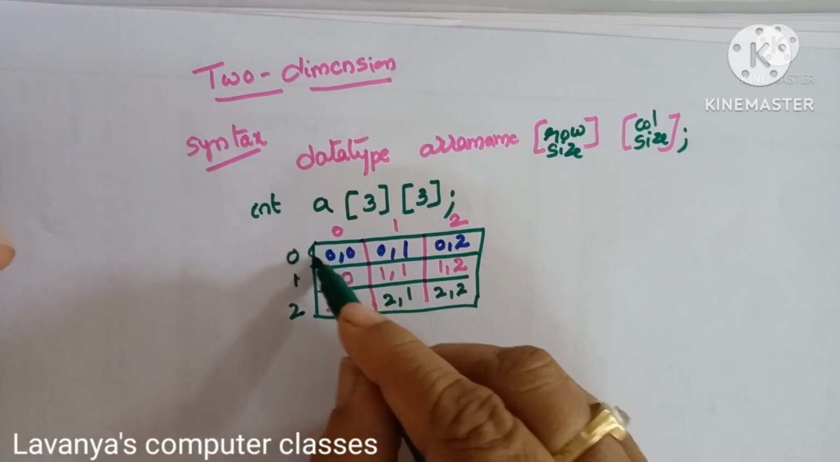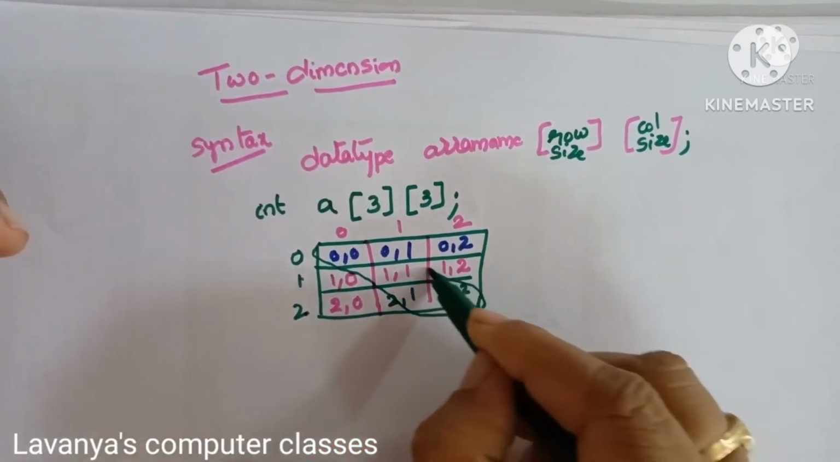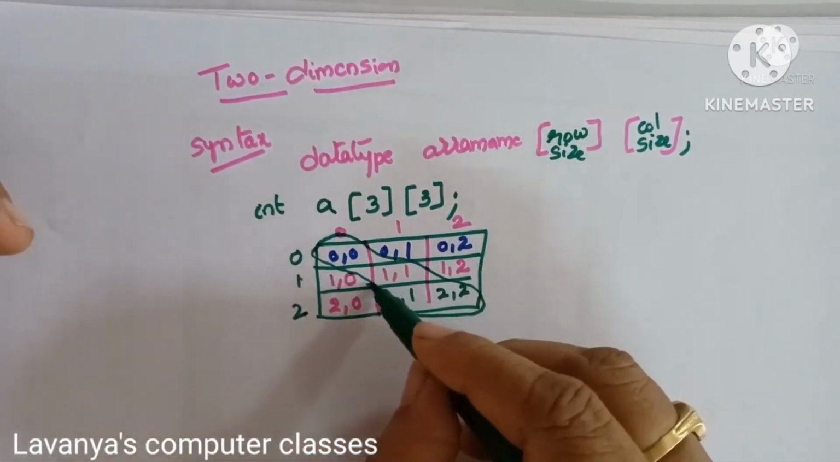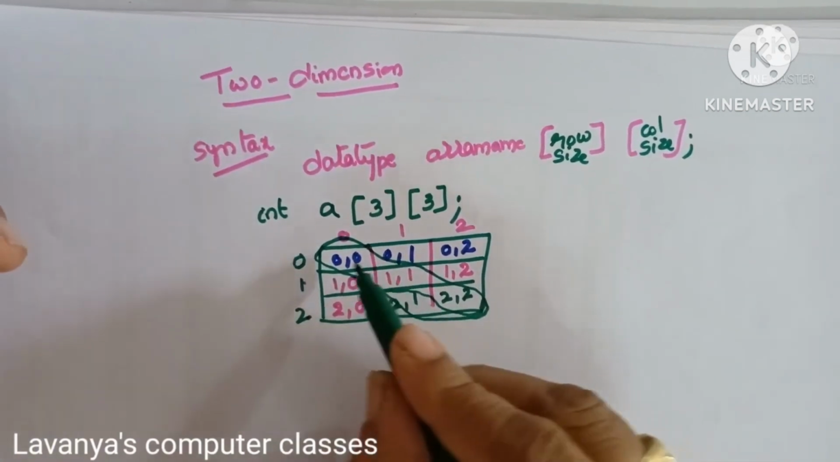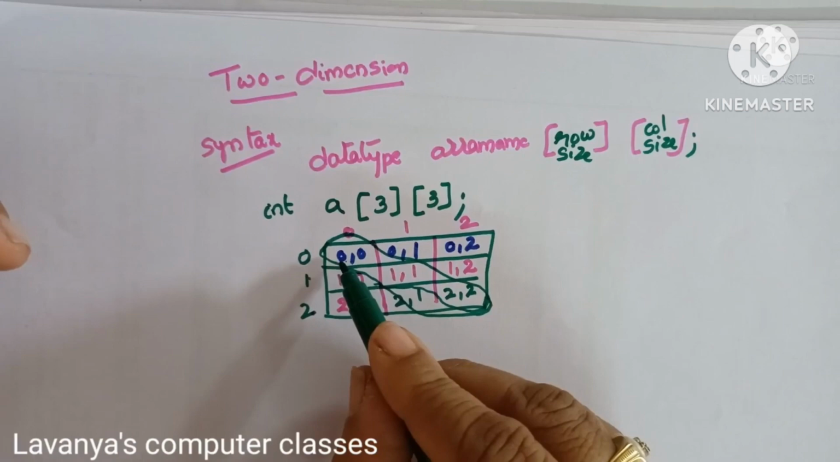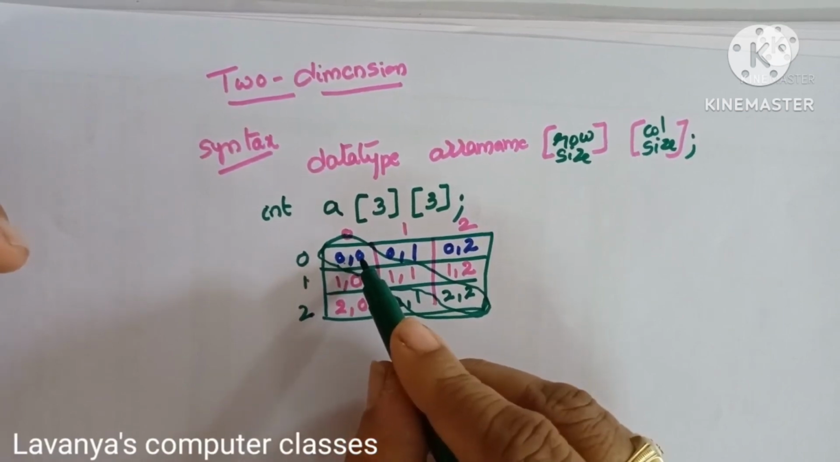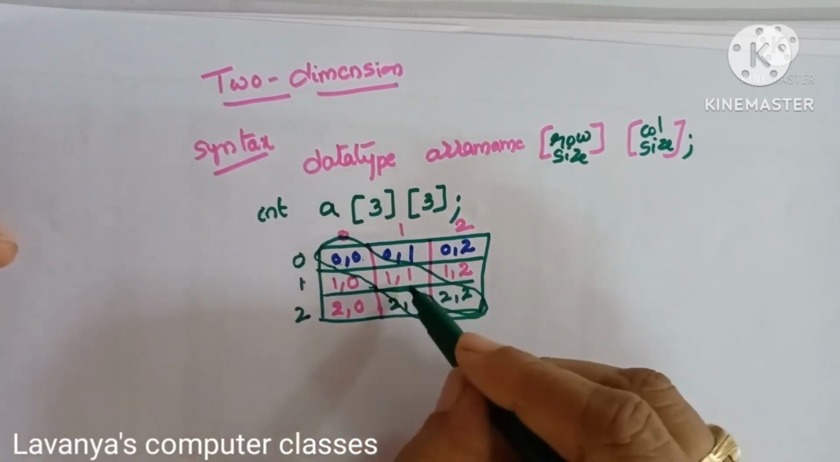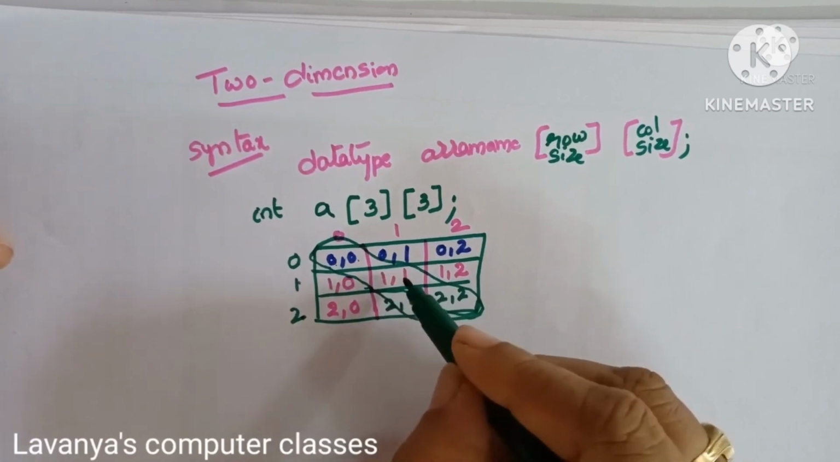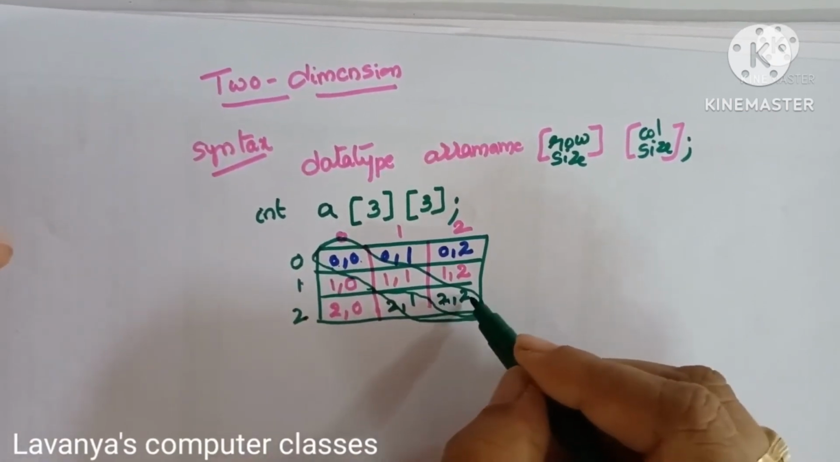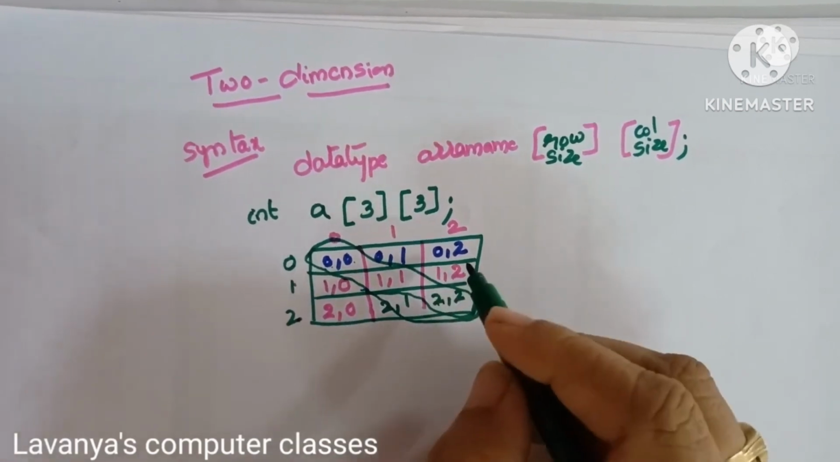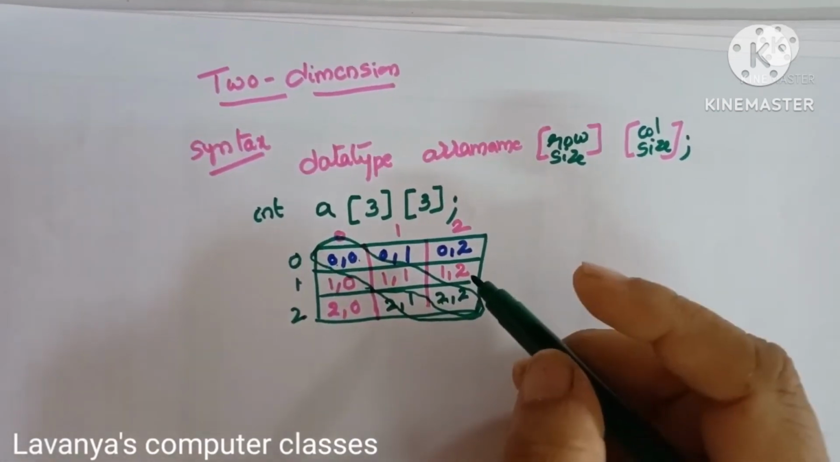These are the diagonal elements. In these diagonal elements, row size and column size are both equal. Here 0, 0: row is 0, column is also 0. Here 1, 1: row is 1, column is 1. 2, 2: row is 2, column also 2. If you declare like this, this is called a two-dimensional array.